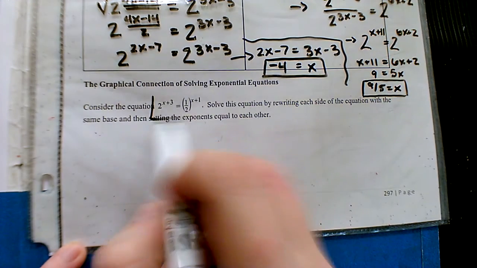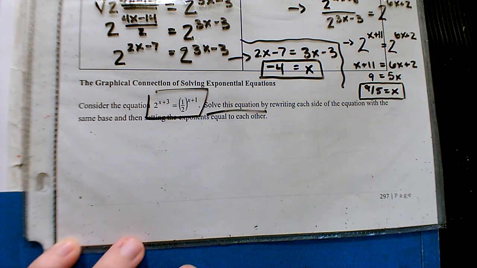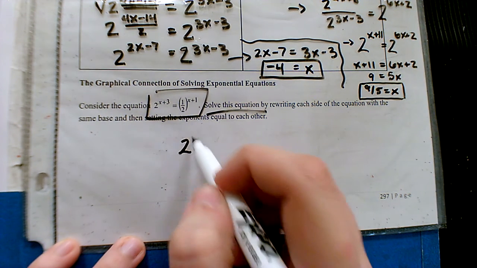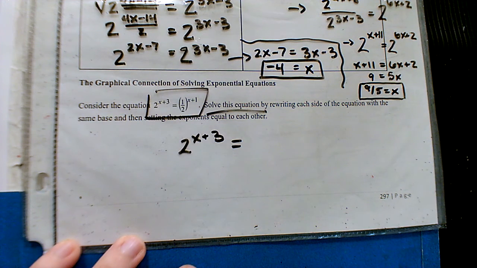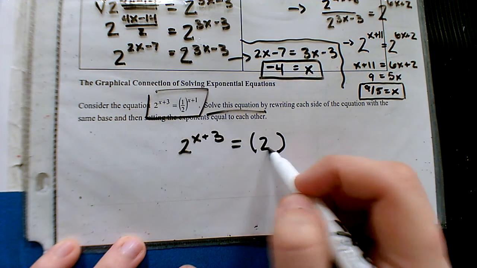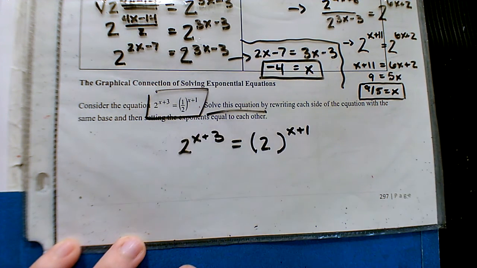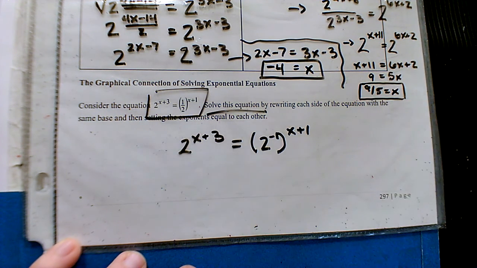All right. Let's try one at the bottom. Consider this one. Solve the equation. Can we get the bases to be the same? I'd say the base of 2 is already pretty simple. Is there some way we can rewrite 1/2 as a base of 2? 2 to what power? Yeah, -1. It's kind of a fractional base, so most likely a negative power.